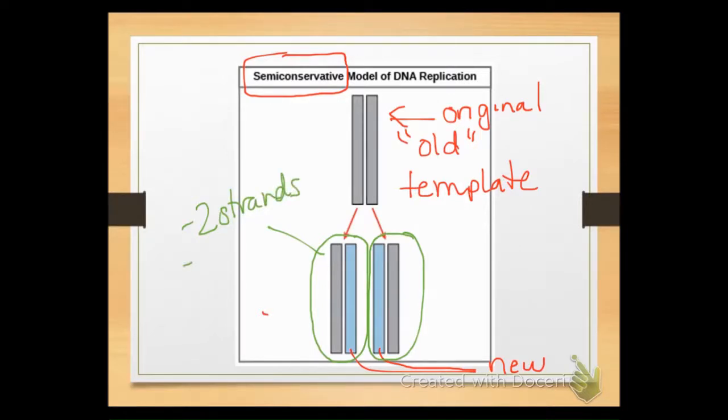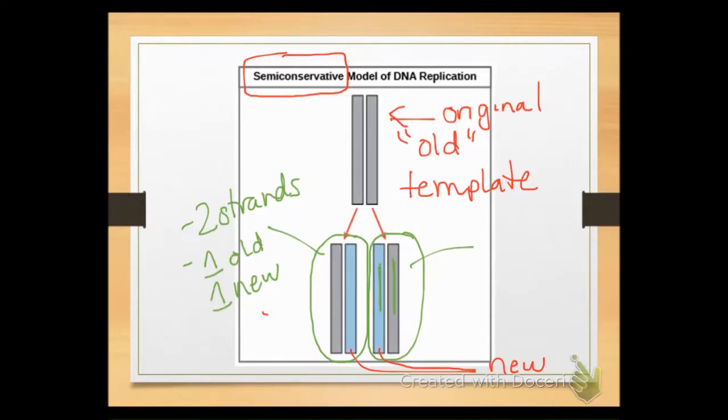And now we can see that one of those strands is one old strand, the original strand, and one is the newly synthesized strand in blue. Here is our second DNA molecule, and we can see the same thing. There are two strands, and one is the old strand, and one is the newly synthesized strand.